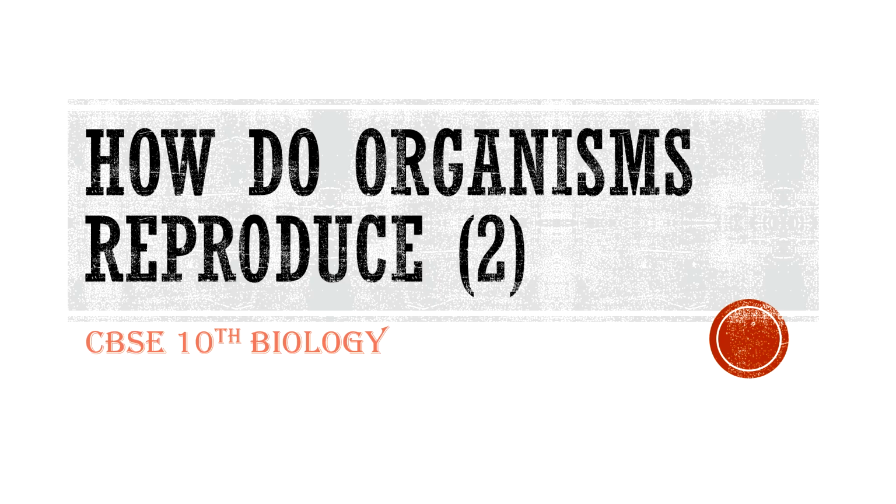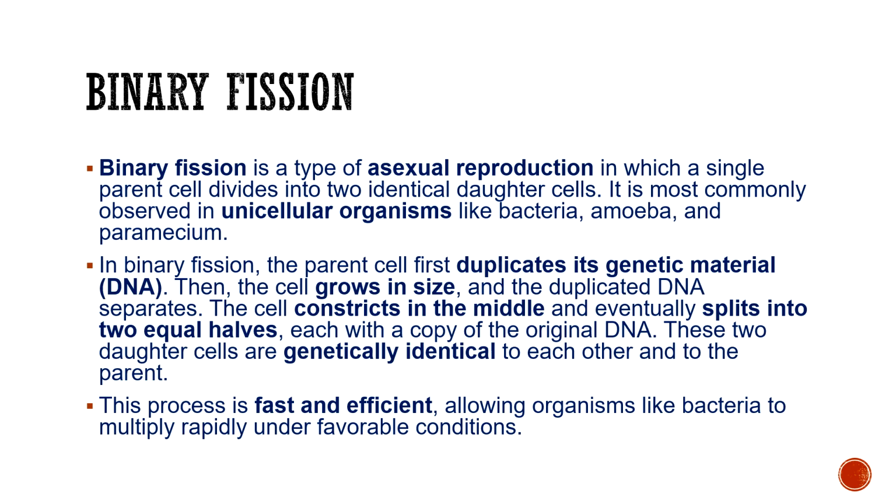So let's get started. When we are dealing with asexual reproduction, the first type, as I told you in the previous class, is binary fission. So what is binary fission? If you are going through your NCERT book, you will see that they have generally given an overview of binary fission, but we should study it in detail because you are in 10th grade and in your board exams you will get these questions in different forms. So we will go through it in detail.